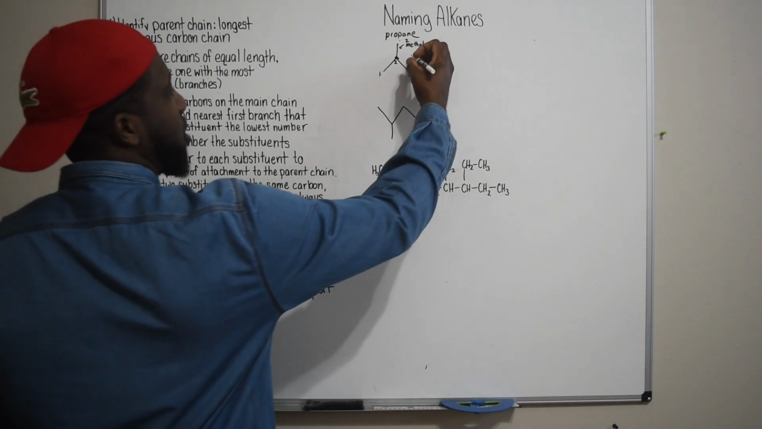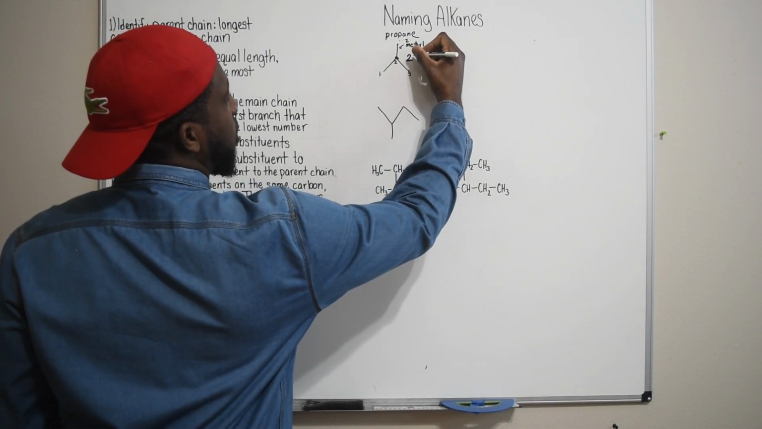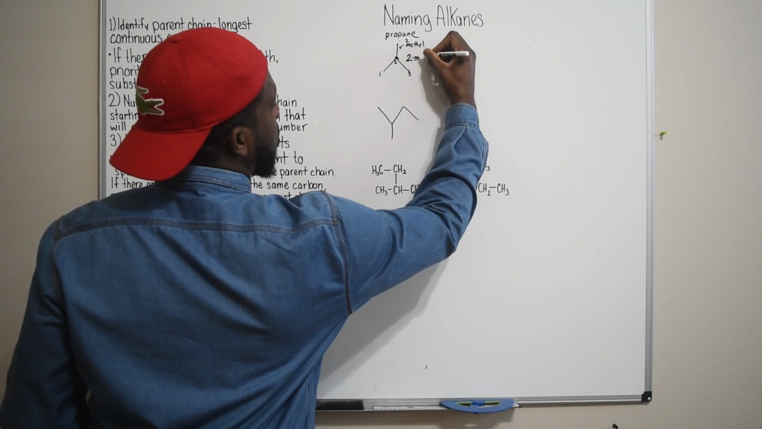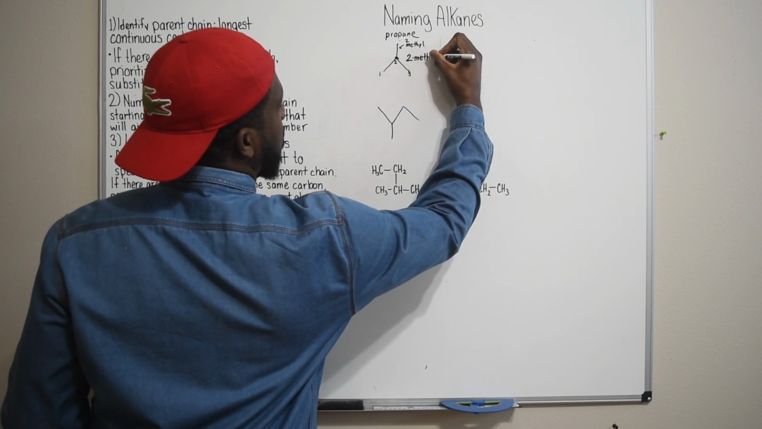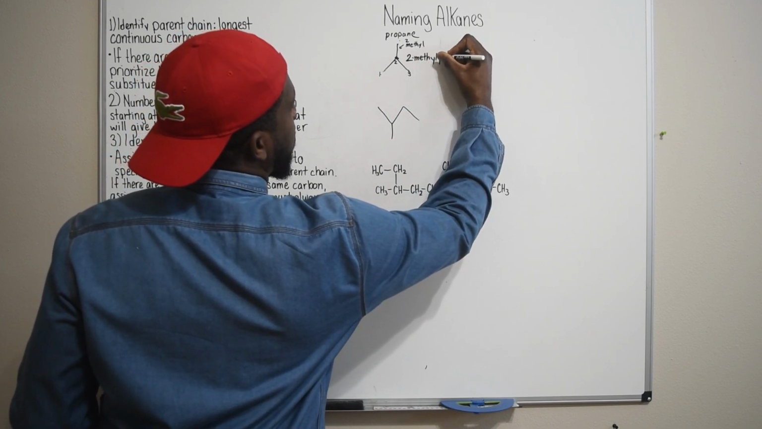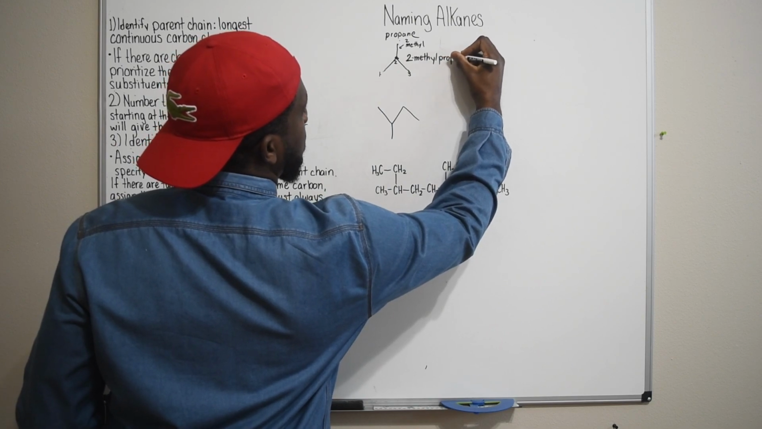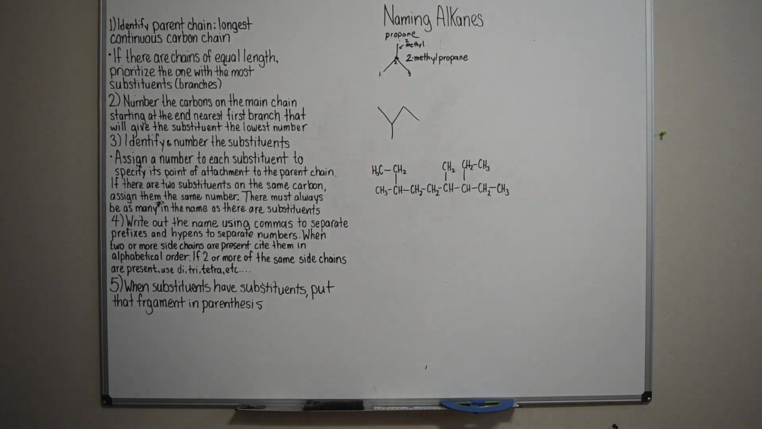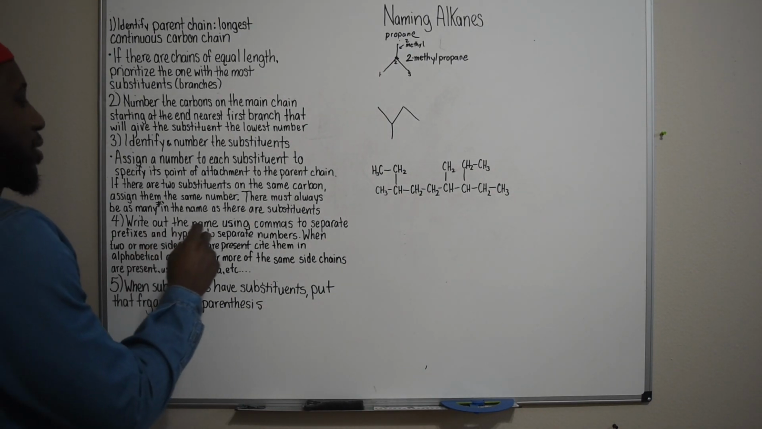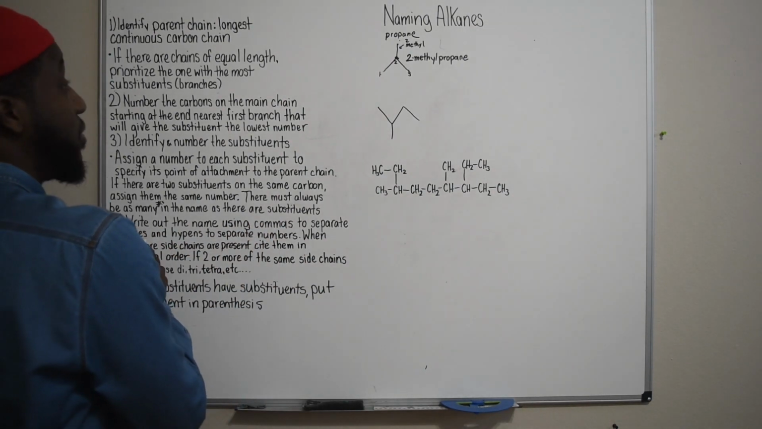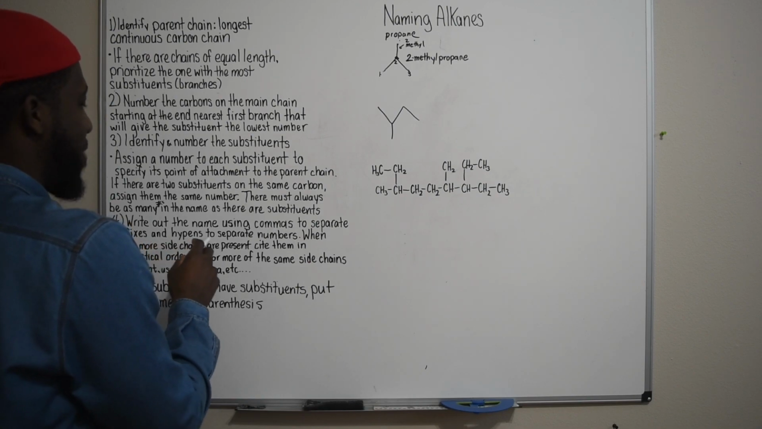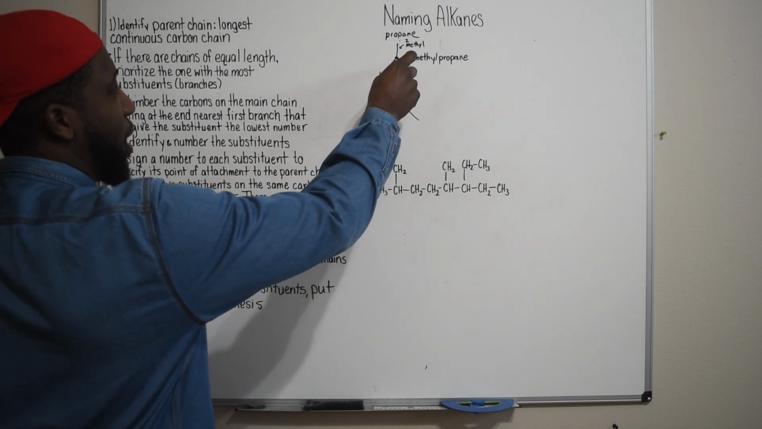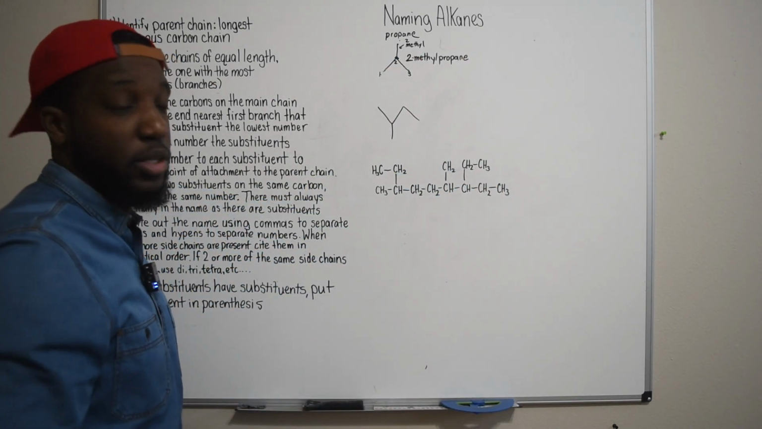So what is this? 2-methylpropane. Did we follow the rules? It says write out the name using commas to separate prefixes. Do we have any prefixes? No. It says and hyphens to separate numbers. So we got a hyphen right there. Good, we're good to go.